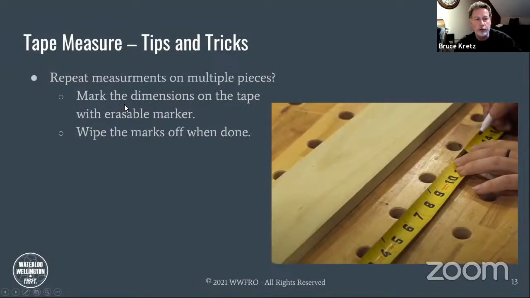Another tip, if you've got repeat measurements on multiple pieces, mark the dimensions on the tape with an erasable marker. Make your marks on the wood and then wipe the marks off when you're done. You can see we've got some black marks between 4 and 5 and 8 and 9.